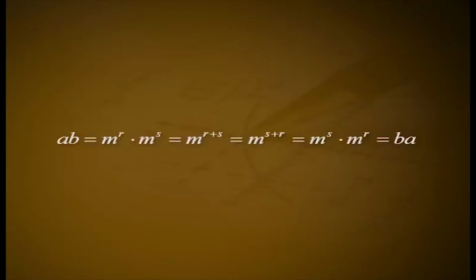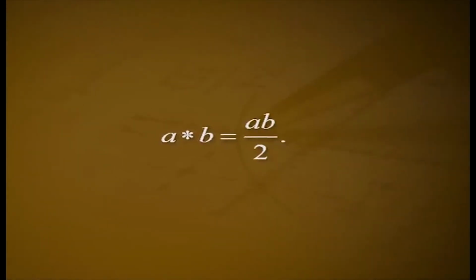G4. AB is equal to m raised to r into m raised to s, which is equal to m raised to r plus s, which is equal to m raised to s plus r, which is equal to m raised to s into m raised to r, which is equal to BA. Hence, multiplication is commutative and hence G is abelian. Also, since the set G consists of an infinite number of elements, G is an infinite abelian group.